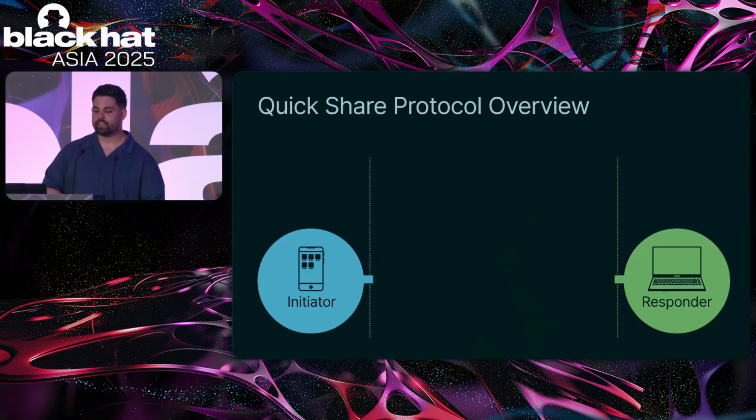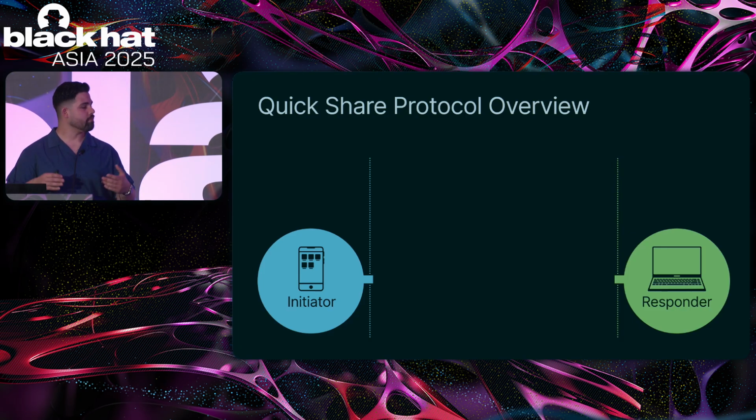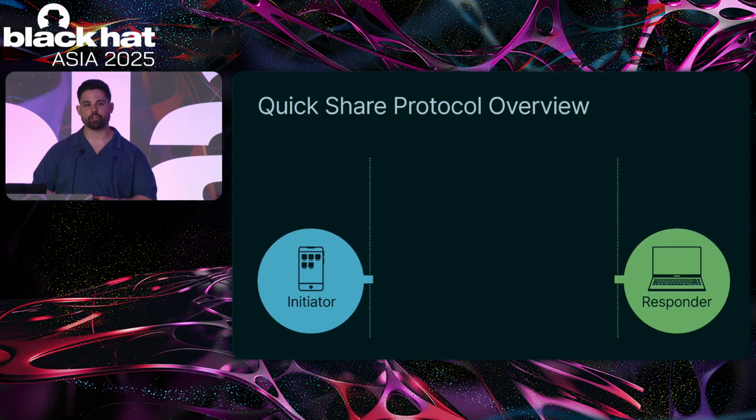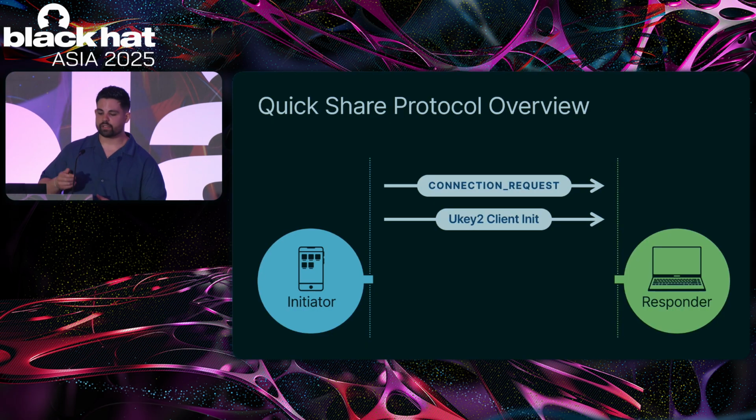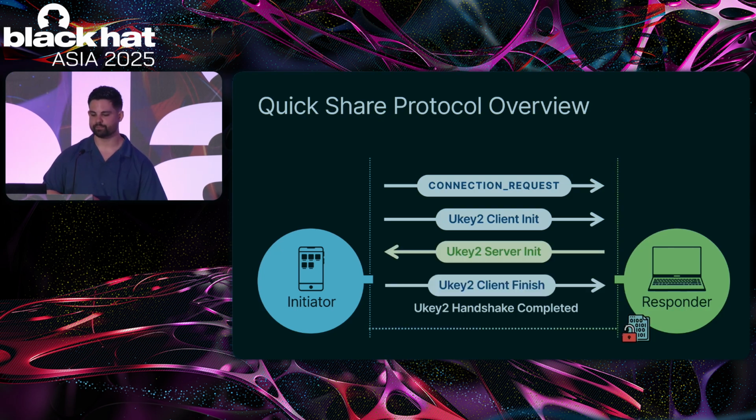Now, we will mainly discuss the peer-to-peer strategy since this is the one that QuickShare uses. And now let's see how a basic file transfer session looks in QuickShare. So, the first packets sent by an initiator of a file transfer session are a connection request followed by a UKey2 client init packet that initiates the encryption handshake.